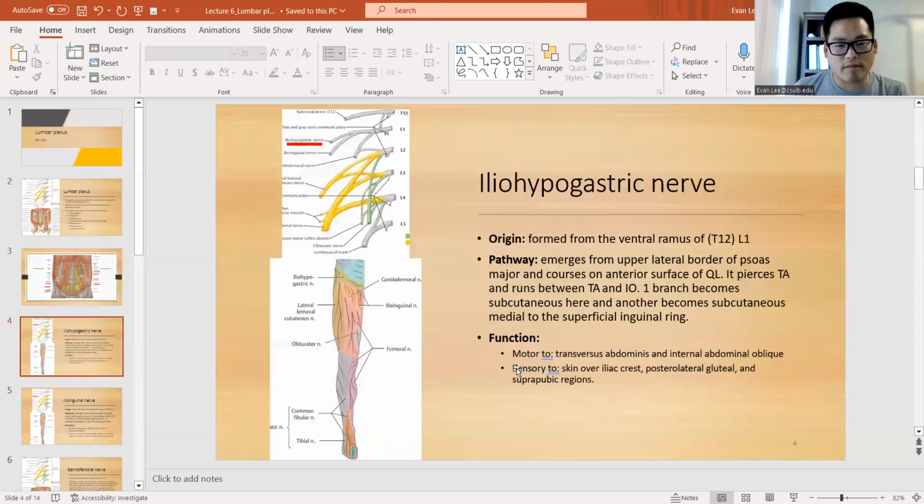So to get started with our first nerve, we have the iliohypogastric nerve.